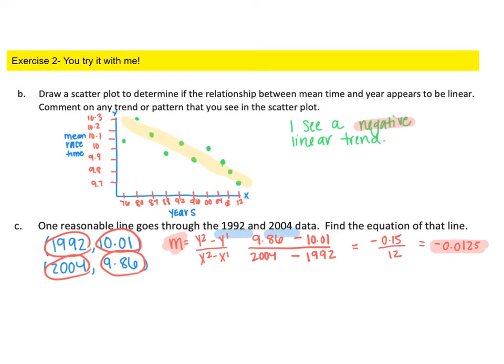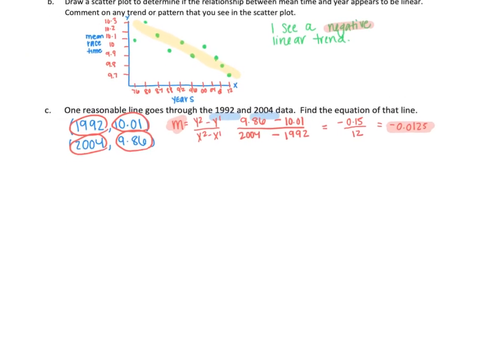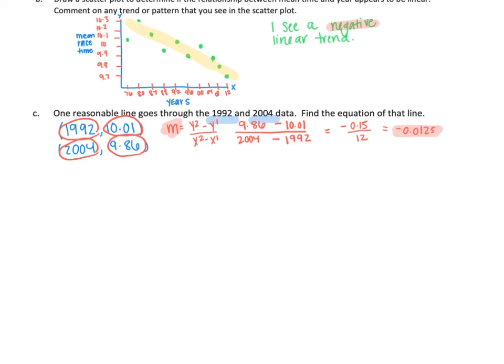From there, we need to find our b value. So we're going to be plugging this m value into our original linear equation, y equals mx plus b. So we've already identified that m is negative 0.0125, so our equation becomes y equals negative 0.0125x plus b. All I did was change my m to what I actually found m is. From there, it doesn't matter which point I choose. I'm probably just going to choose this one right here because my numbers are smaller, and I'm going to replace my y and my x with those numbers that they give me.